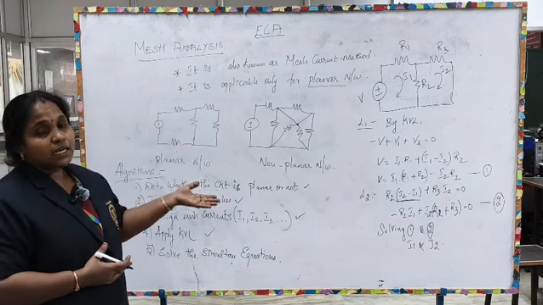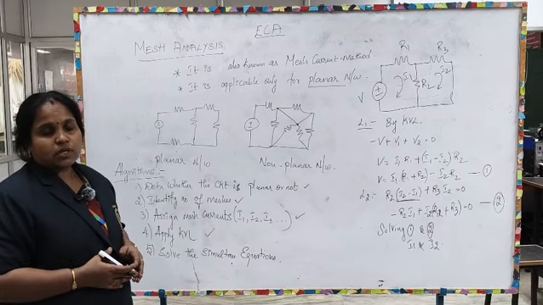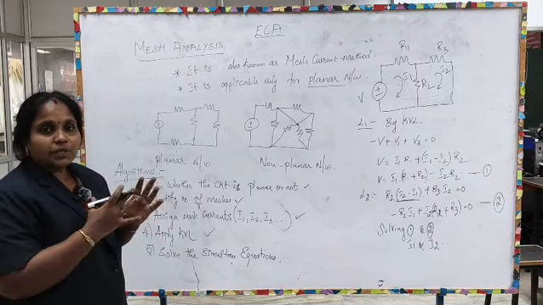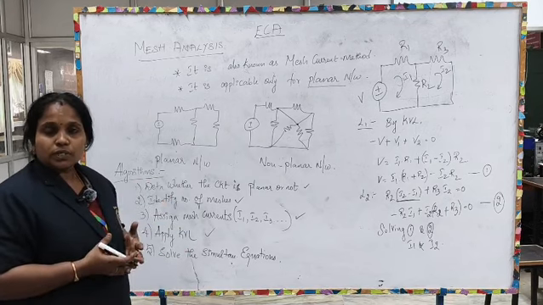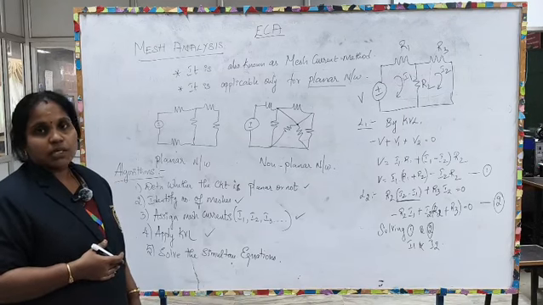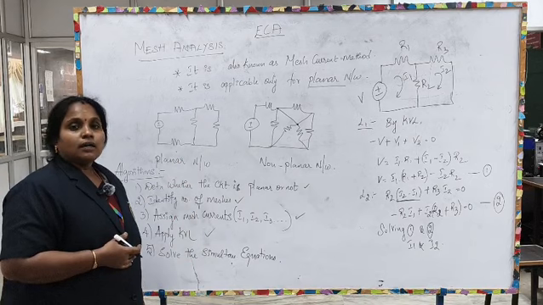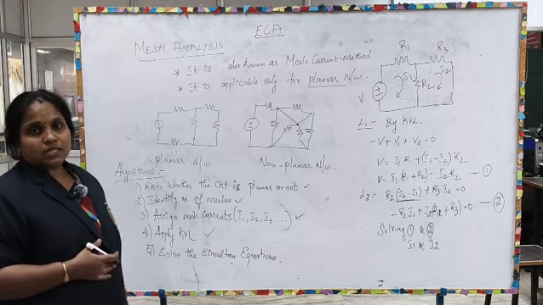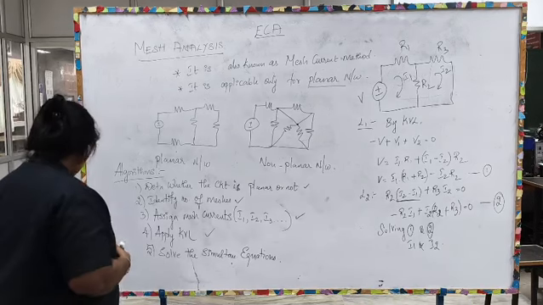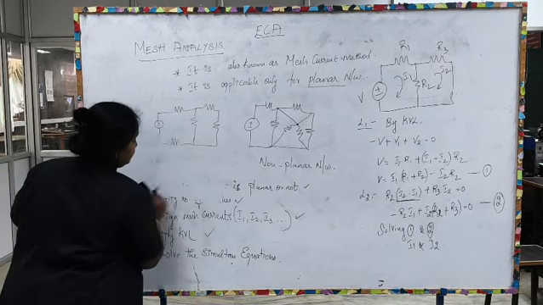By that we will get simultaneous equations. By solving the simultaneous equations, you will get the mesh currents. After getting the mesh currents, we can find the branch current, branch voltage or power across a circuit. So, this is how we find the current or any other parameter using the mesh analysis method. In this case we will solve some problems.